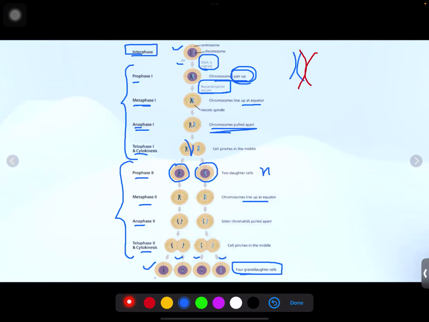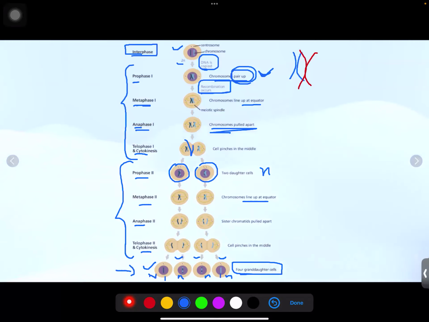Every cell has a single copy of the chromosome, so every cell is haploid. And if you just see the chromosomes, every chromosome has a different genetic material. If you see the color of the chromosomes, this is dark blue, this is light blue, and these two have mixing of chromosomes. So all the daughter cells are not identical because of this recombination.